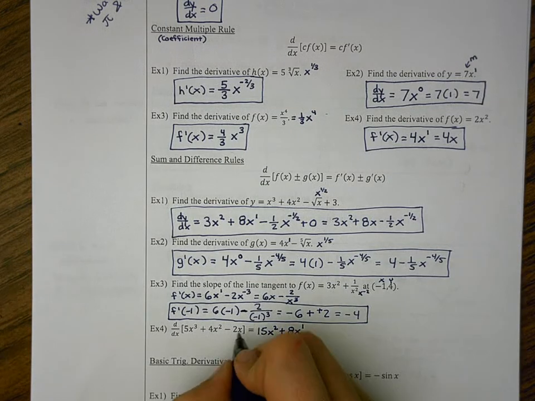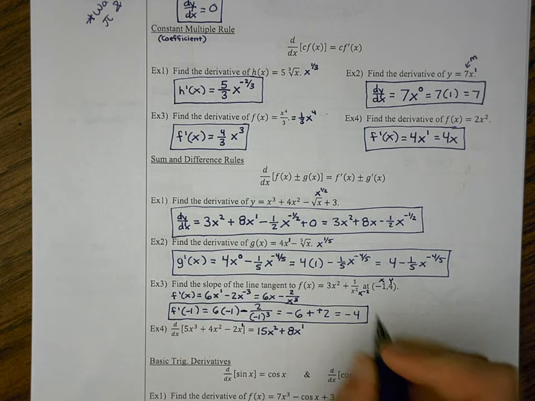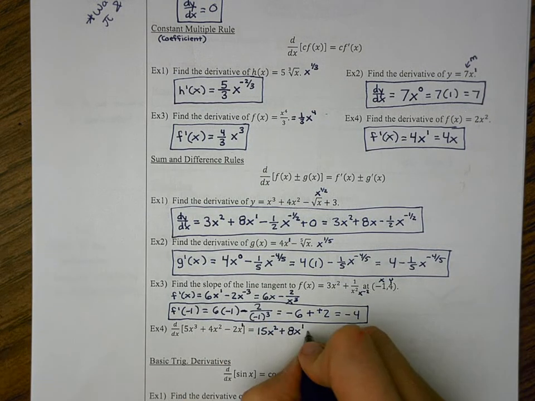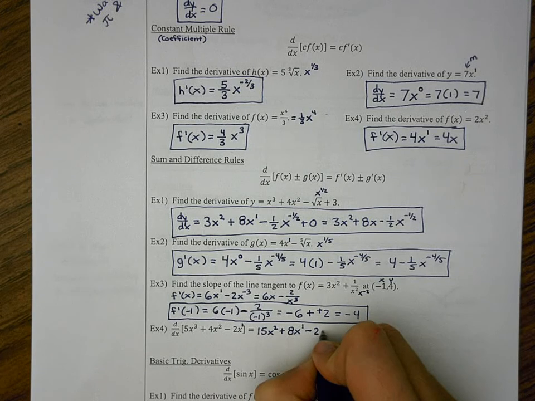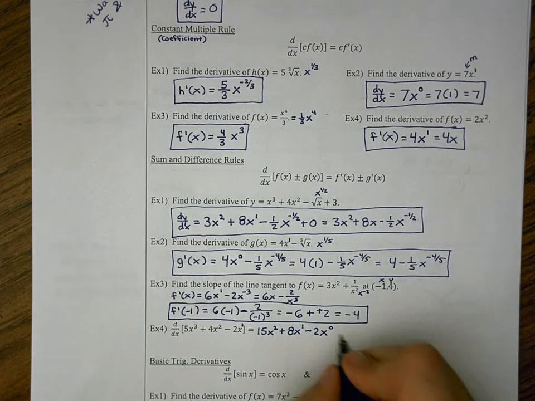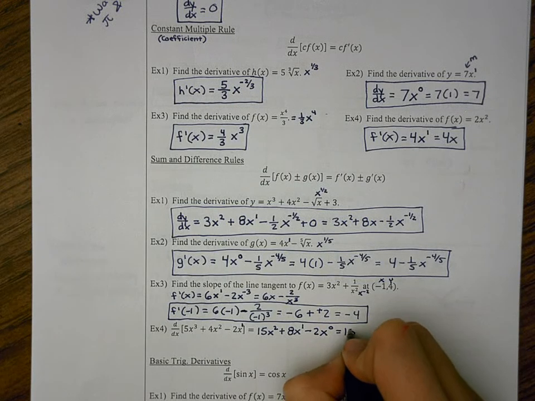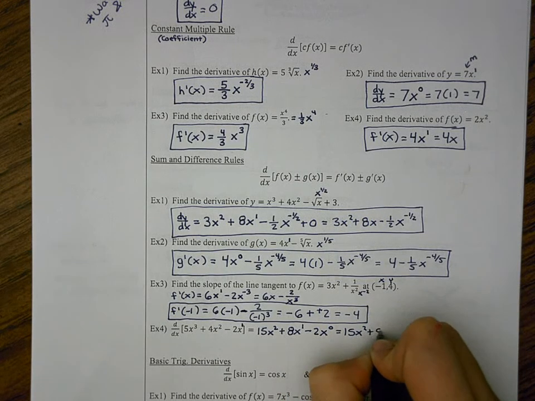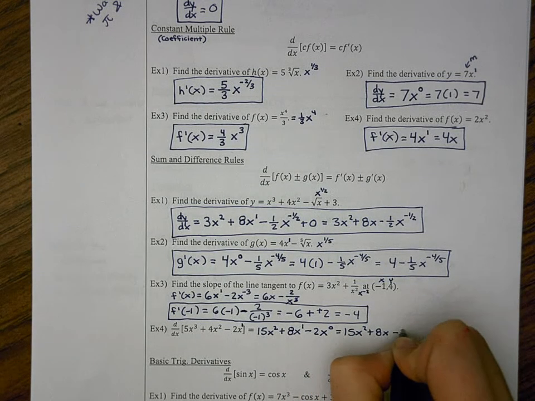This one back here is an exponent of 1. Bringing that exponent down in front, 2 times 1 is 2. Leave the base alone, subtract 1 from the exponent. Which means we've got our answer, 15x squared plus 8x minus 2 times 1, which is 2.